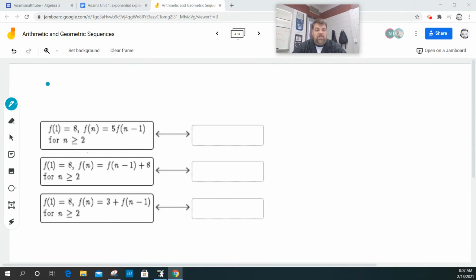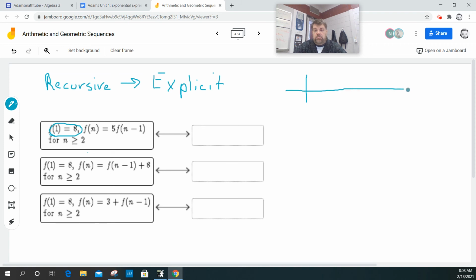So on this one, what we have is we are starting with the recursive formula. And then we need to switch that to the explicit formula. So if I unpack this first one, it says that f of 1 equals 8. Now what that means is that my term n and f of n, when this is equal to 1, this equals 8.